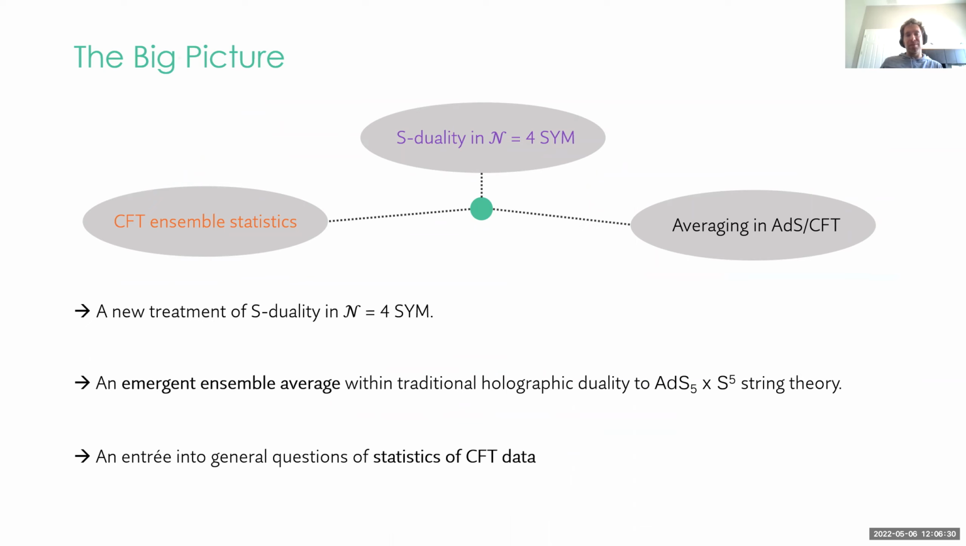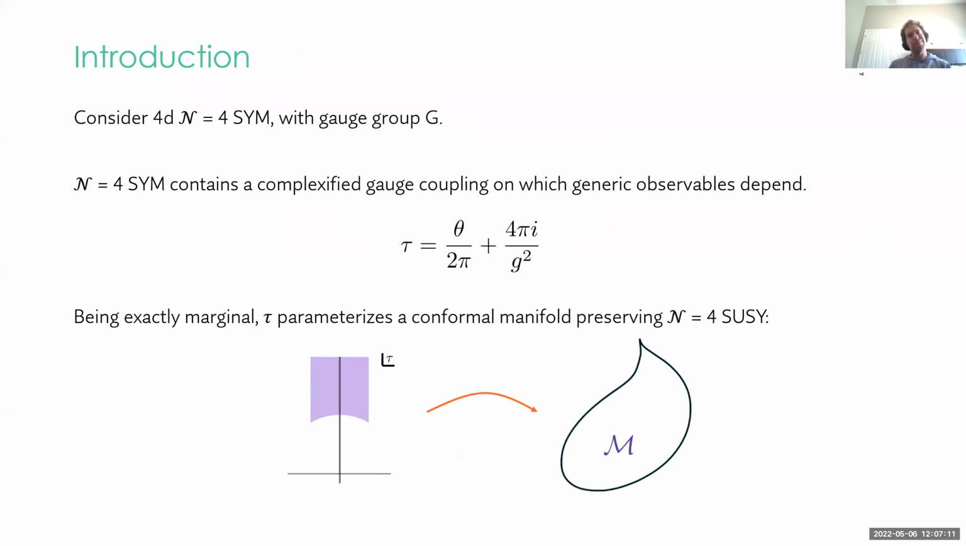The first and maybe main part of the project was to try to understand S-duality in N=4 super Yang-Mills in a new way. The second theme that this touches upon is the idea of averaging in holography, which will emerge in a new sense in the standard duality between N=4 super Yang-Mills and AdS5 times S5. And finally, this will give us a kind of entrée into general questions of statistics of CFT data in the space of theories more generally. So let me give a little bit of an introduction to these three prongs, and then I'll really give an outline for the rest of the talk.